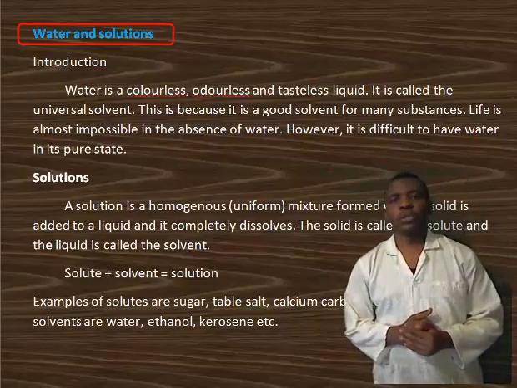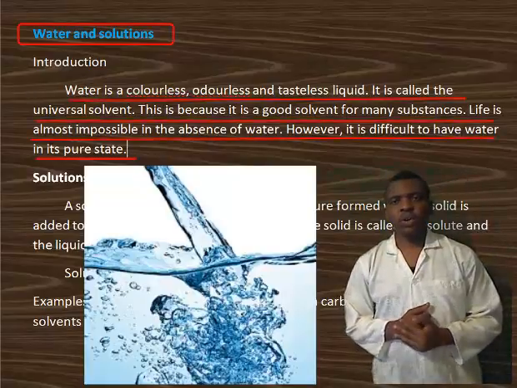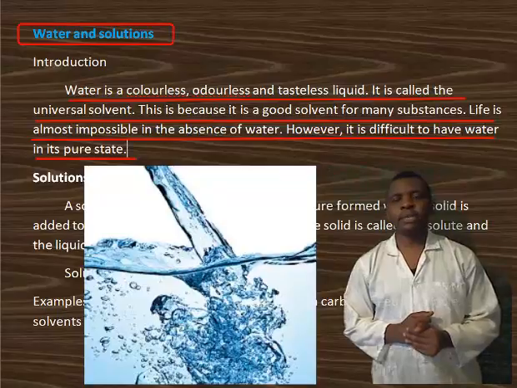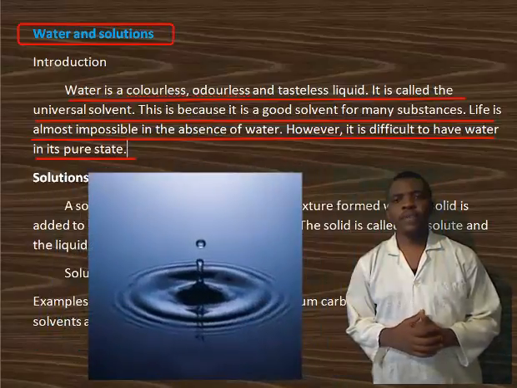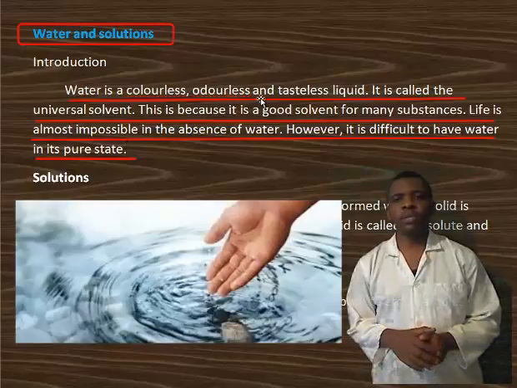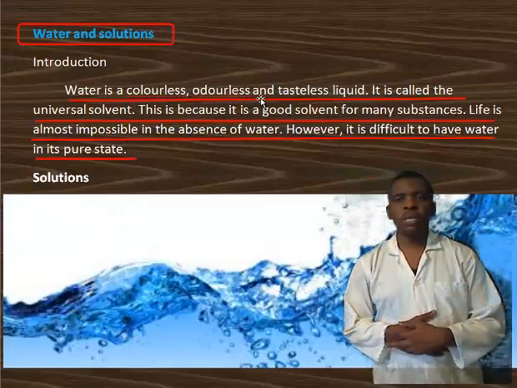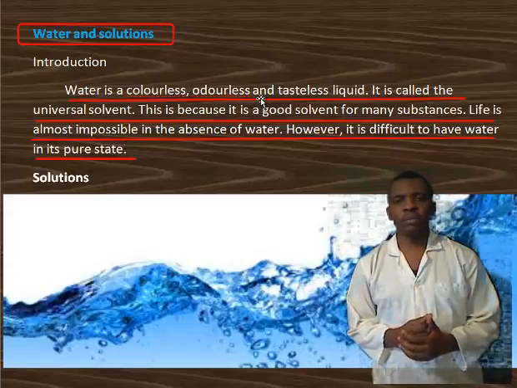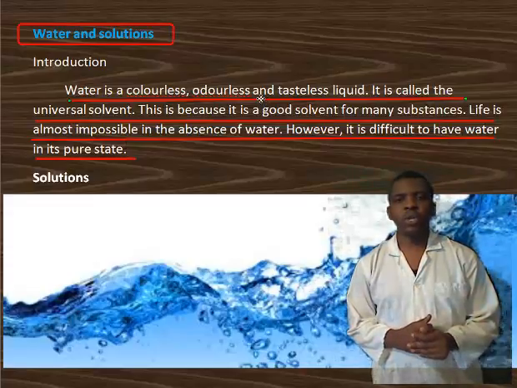Water and solutions. Water is a colorless, odorless, and tasteless liquid. It is called a universal solvent. This is because it is a good solvent for many substances. Life is almost impossible in the absence of water. However, it is difficult to have water in its pure state.